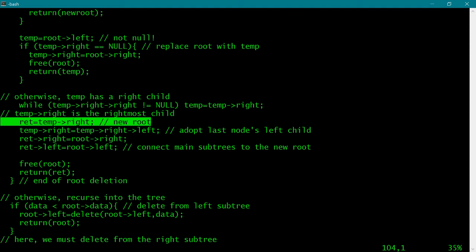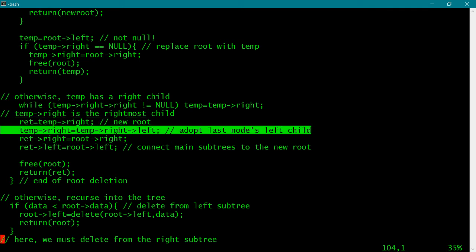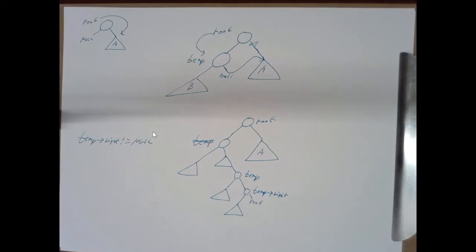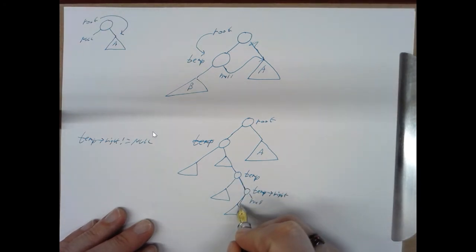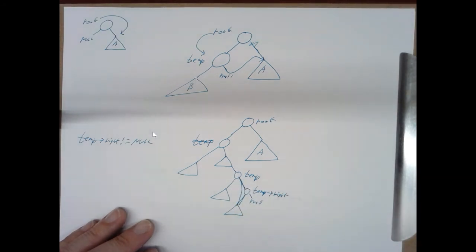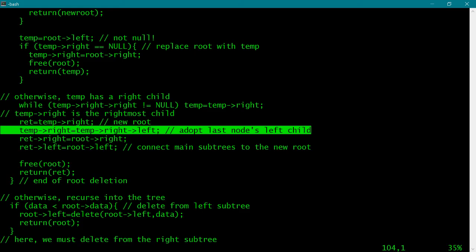So now we do the following. The new root's going to be temp right. That's the largest node. Temp right is going to be, so the previous node, right? Temp its right child is going to be the largest node's left child. So temp right is going to be temp right left. So that's going to do this adoption, right? So it adopts the largest node's left child.